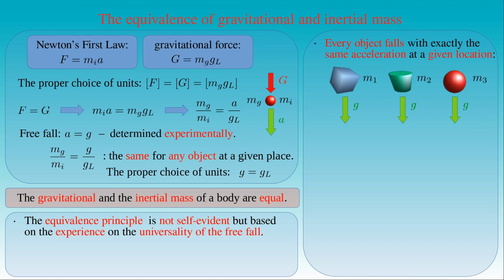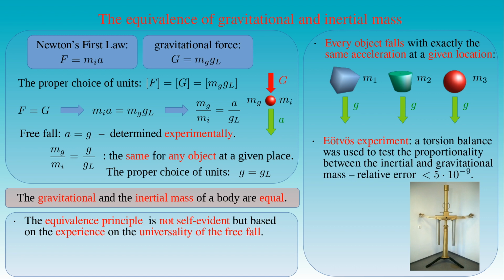However, the universality of free fall cannot be demonstrated in experiments with free-falling bodies or pendulums with the required accuracy. The Eötvös experiment was the first high-accuracy test of the equivalence of gravitational and inertial mass. This photo shows the torsion balance used in the experiment, which could establish the proportionality between the two types of mass with a relative error of 10 to the power of -9. Over the last 100 years several tests have been performed to confirm the equivalence principle, and one of the latest measurements is the MICROSCOPE project.